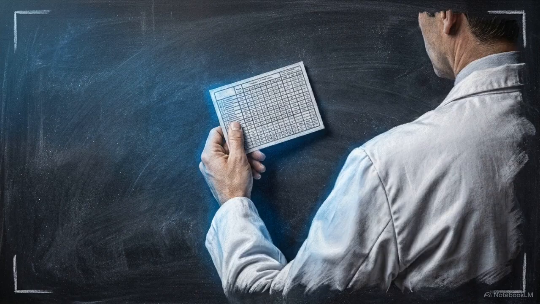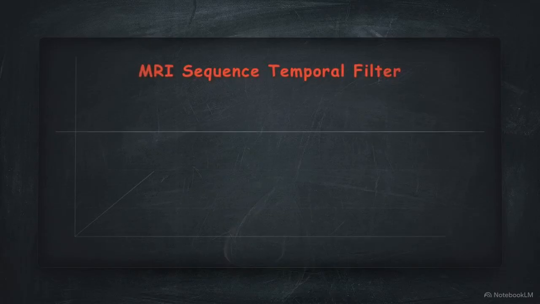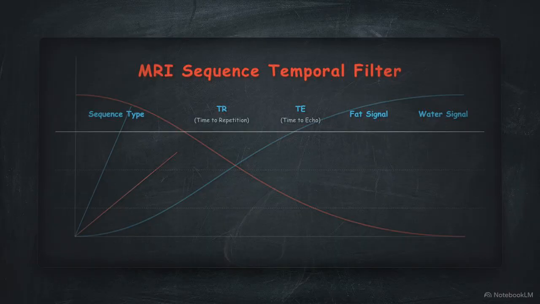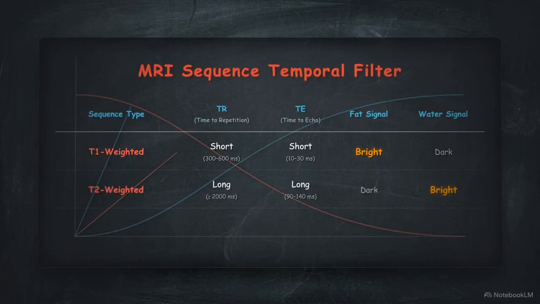Moving from conceptual graphs to rigid application, we can consolidate this entire matrix into a single reference tool. This table summarizes the strict rules mapping TR and TE timings directly to the resulting brightness of fat and water. T1 relies on short parameters. T2 relies on long parameters. PD mixes a long TR with a short TE.